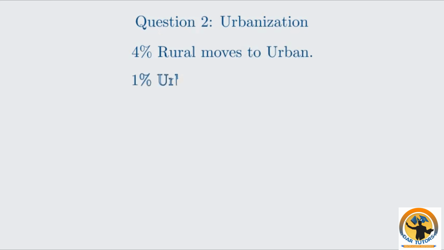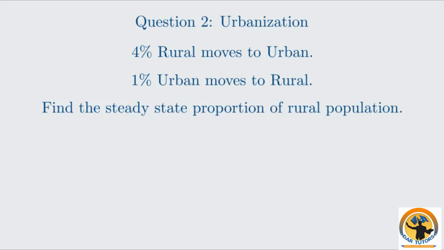Question 2. A country has a population of 10 million. Urbanization means that 4% of the rural population moves to cities each year, while 1% of the urban population moves to rural areas. Find the long-term proportion of the population living in rural areas. This is a steady state problem. Let's set up the transition matrix.